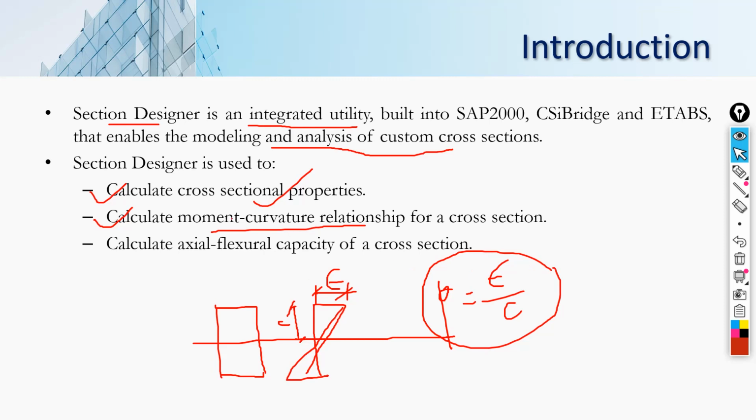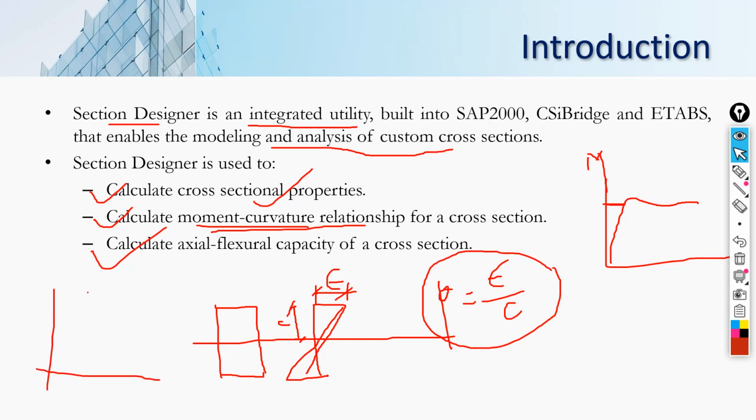If you draw the curve representing the relationship between moment and curvature, then you may get different types of curve for different types of material. Once you have got this moment curvature curve, you can calculate the yield moment, and then compare it with the ultimate moment capacity or the moment that comes onto your cross section also. So besides cross-sectional properties, section designer also gives us the moment curvature relationship for a cross section. And finally, it also gives us the axial flexural capacity of a cross section. Remember, in one of our design series on design of residential buildings, there we talked about the PM interaction curve.